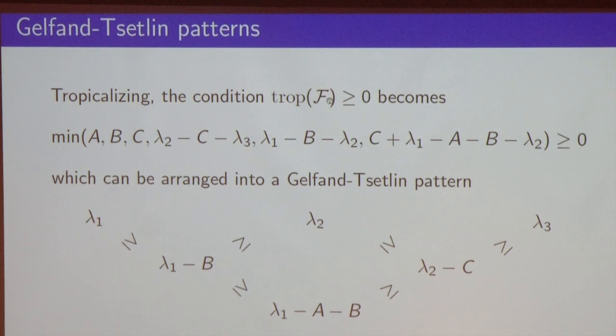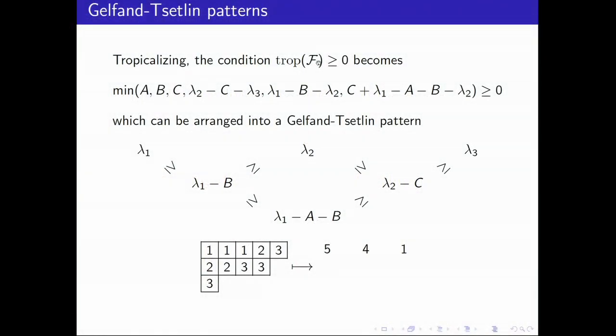And if you first look at this inequality, minimum of these six things, it doesn't mean much. But it turns out that you can arrange these six inequalities into the six inequalities in this picture. So the six inequalities coming from the six monomials in the decoration correspond to the six inequalities in this grid. This is a grid of integers arranged in a triangular array. It's called a Gelfand-Zetlin pattern. I want to give the bijection between tableau and these kinds of arrays.